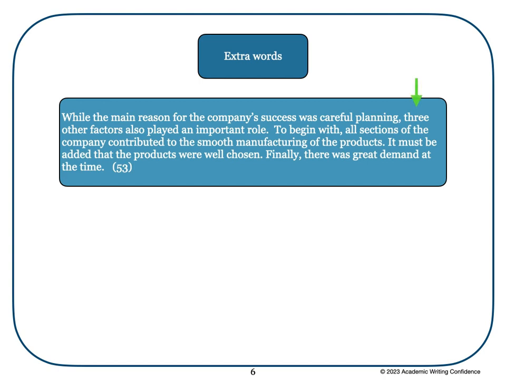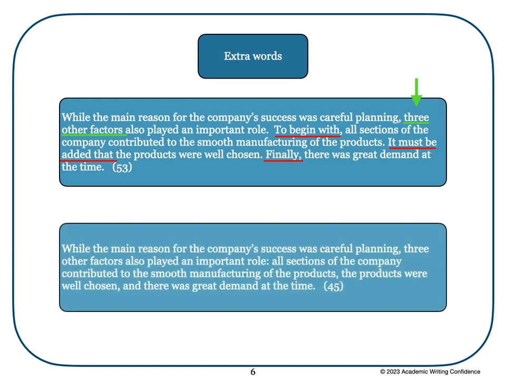Writing the 3 other factors in the first sentence is fine, but we can reduce this writing by taking out some of the extra words, such as to begin with, or it must be added that, or finally. We could write this in this way.